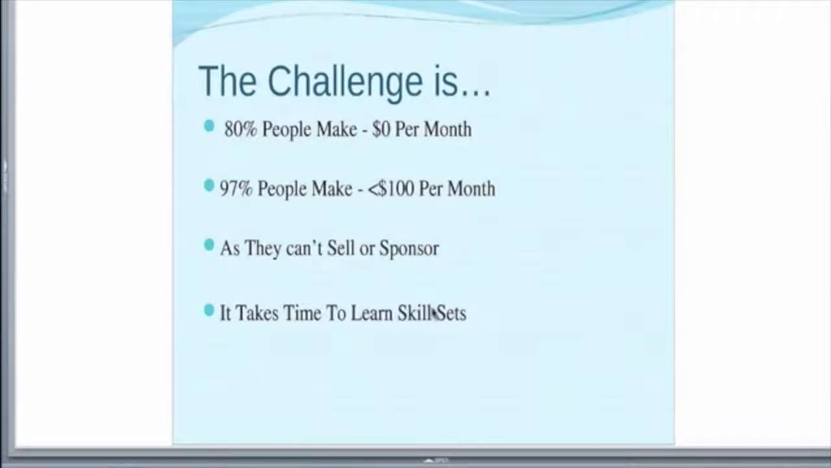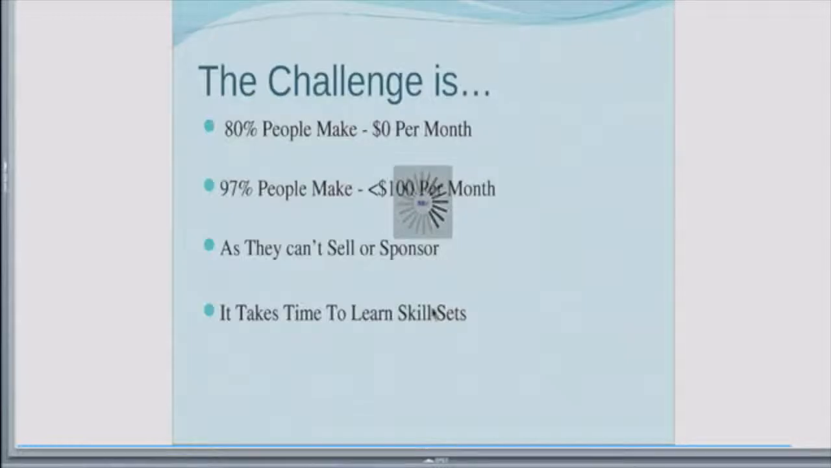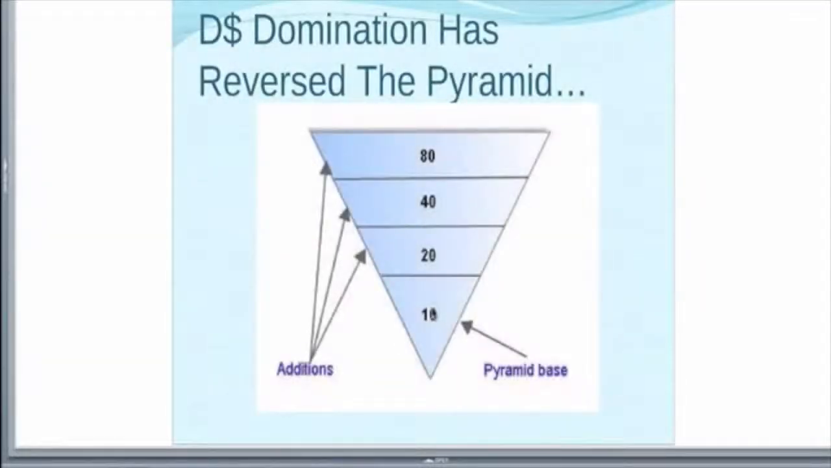Now the beauty of DS Domination is that you don't have to do any one of these things. What I say is DS Domination has actually reversed the pyramid. I'll discuss in the next slide how they have reversed the entire pyramid. Now what DS Domination has done, they have introduced the world's first cost offset model. Let me explain what I mean.